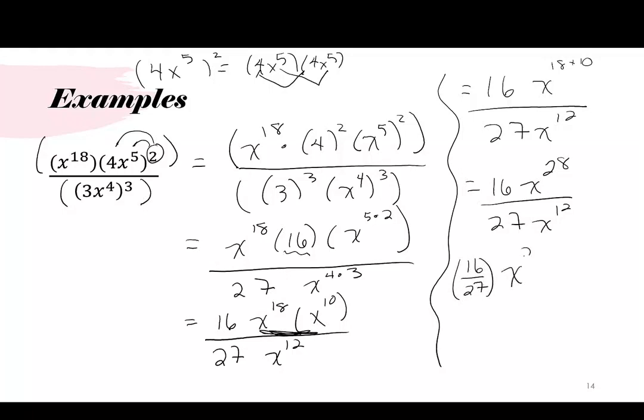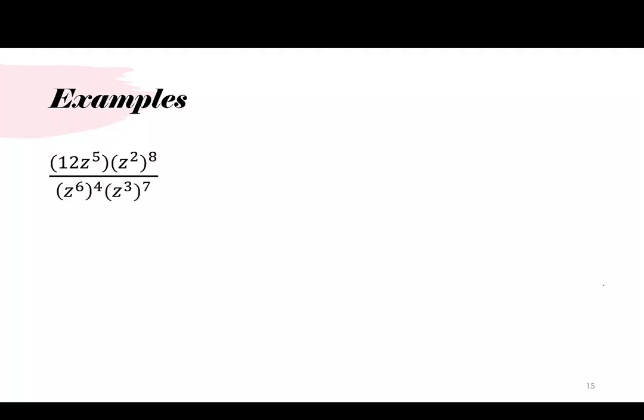The x part, I'm going to do 28 minus 12 because I'm doing the quotient rule, so I'm subtracting. So I have 16 over 27. I have x, 28 minus 12 is 16. This is fine. You can write it like this. The coefficient is a fraction, and then I have my variable beside it, or if you like it to be all in one big fraction, I can make it 16x to the 16th over 27. That works too.